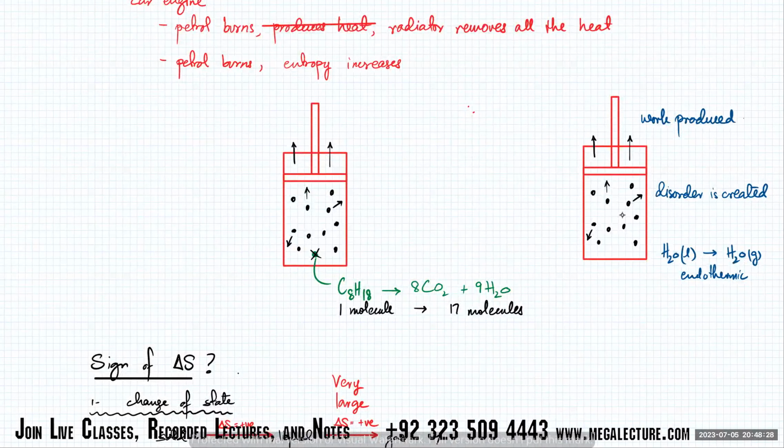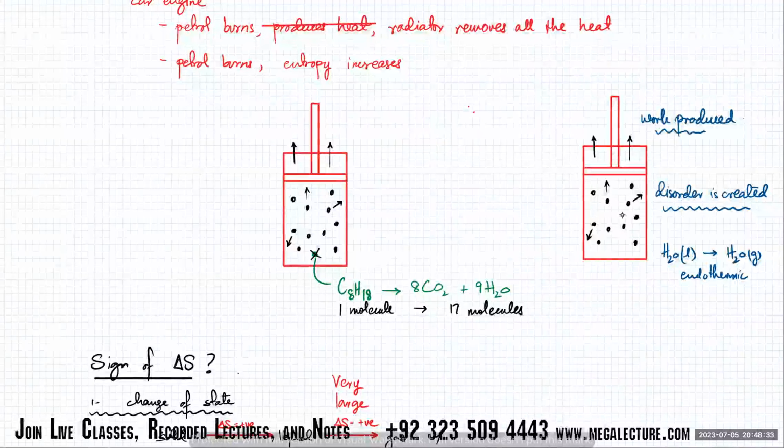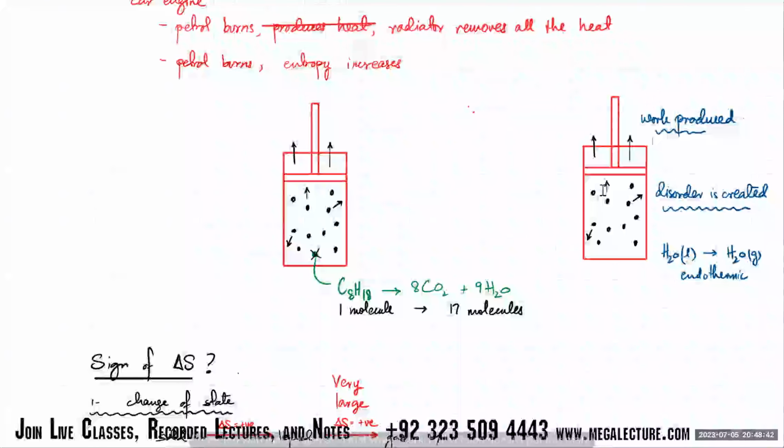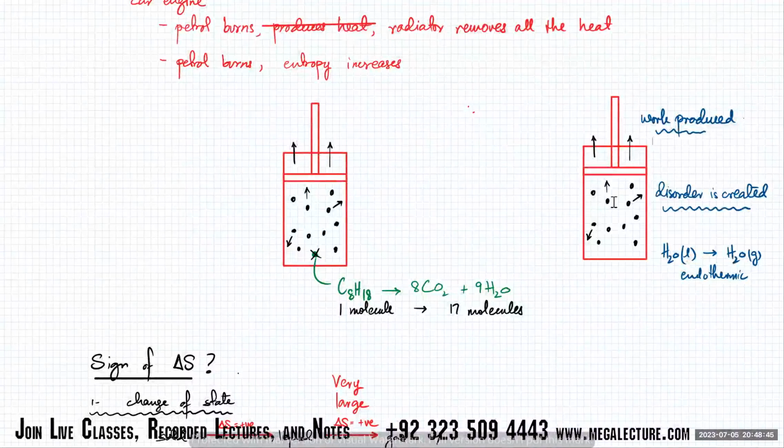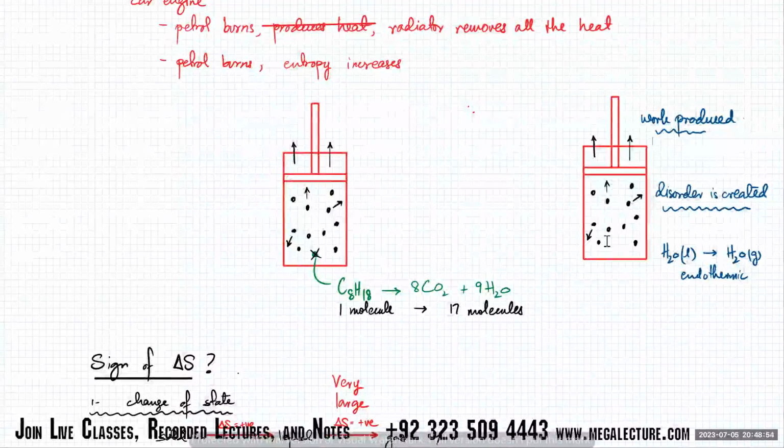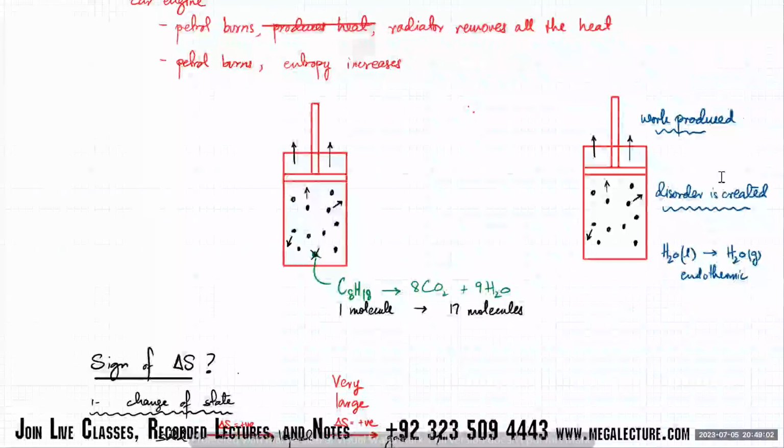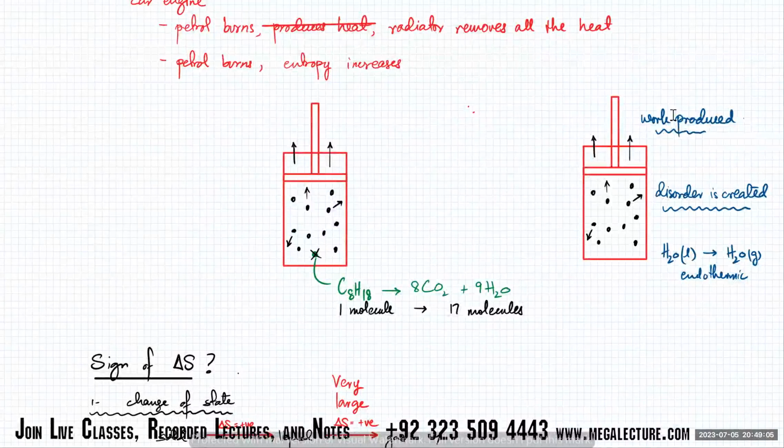So when you create disorder, work gets produced. When you create no disorder, work is not produced. For example, if the water were in liquid state at, let's say, 10 degrees centigrade and you turn it into water at 30 degrees centigrade, not a lot of disorder gets created. So the piston will not move as long as you have liquid water. As long as disorder is not created, no external work is going to be produced. Is this clear to everyone? Disorder is created, work gets produced. Yes, sir.